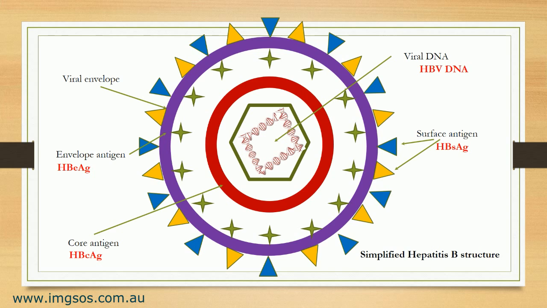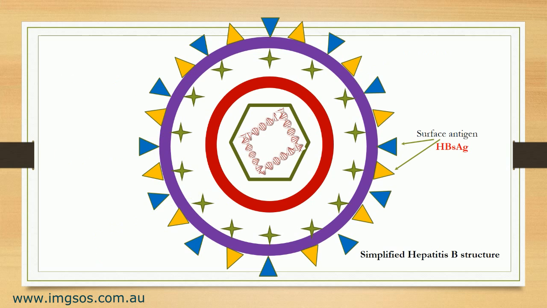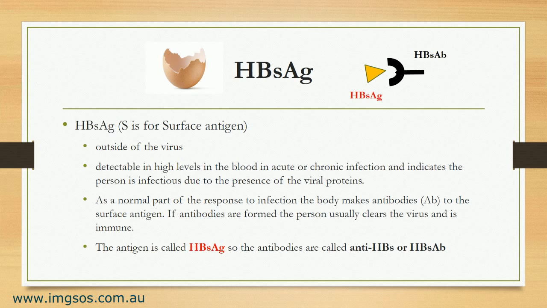Let's have a think about pathophysiologically what this means when you've got a viral infection. We're going to start with the surface antigen. So HBsAg, surface antigen, is S for surface. I sometimes think about it as S for shell, like an eggshell, and I know it's not actually brittle like an eggshell, but it kind of works in my head. It's how I help to remember it.